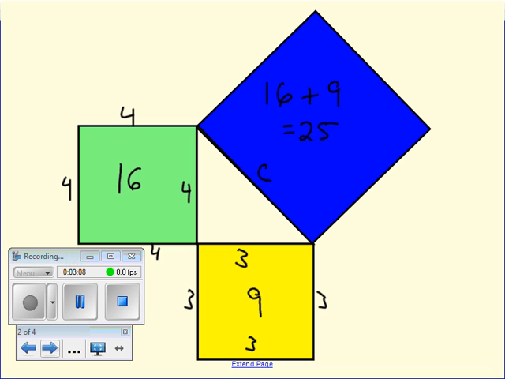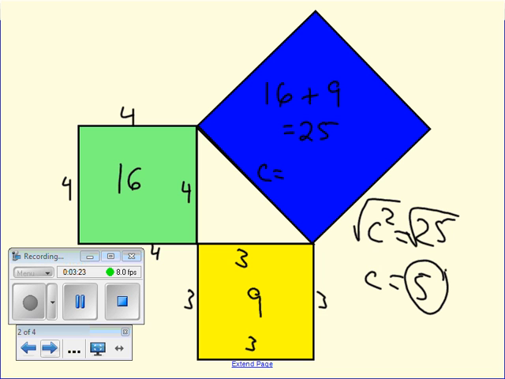But the length of C will be equal to the square root of that. So I take the square root of both sides. The square root of C squared is C. The square root of 25 equals 5. So I know C is equal to 5, and that's the length of my hypotenuse. This is the famous 3, 4, 5 triangle because all three of my lengths are integers, or whole numbers.